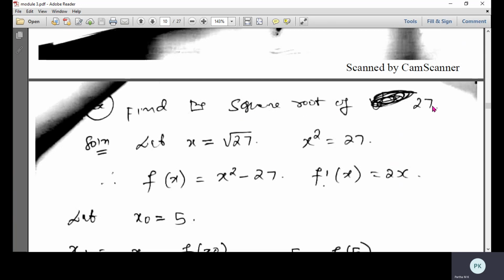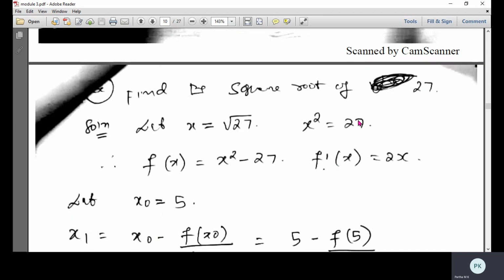Find the square root of 27. What do I have to compute? The square root of 27. Let us call that x. So squaring, x squared is equal to 27. Bring it to this side: x squared minus 27. Call this f(x). Differentiate: f dash x is equal to 2x.